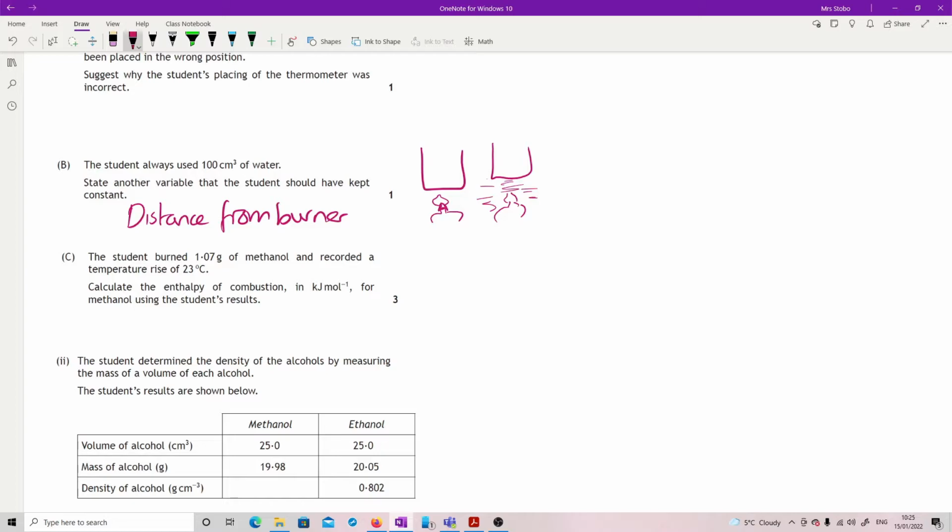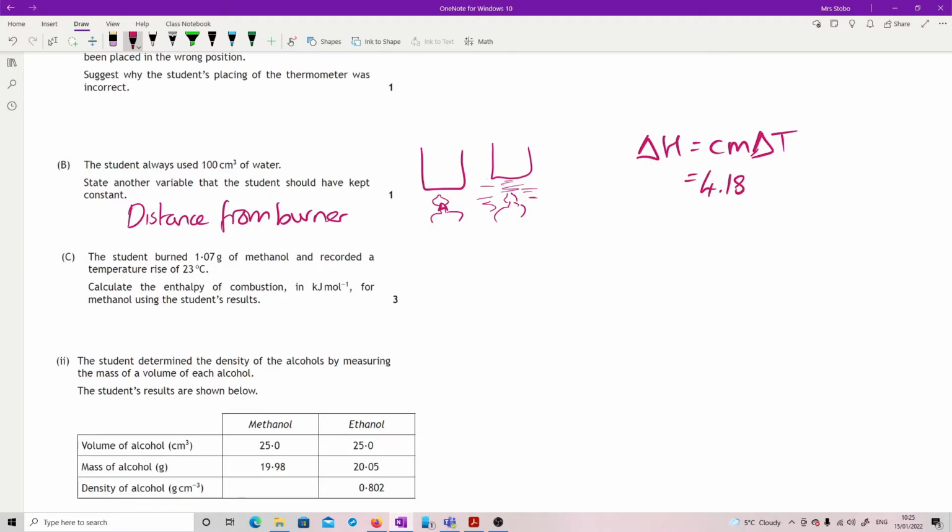The student burned 1.07 grams of methanol and recorded a temperature rise of 23 degrees C. Calculate the enthalpy of combustion in kilojoules per mole for methanol using the student's results. Okay, right, so this is your kind of standard one to do. There's nothing actually really complicated about it, but it's worth 3 marks. You're obviously doing quite a bit of calculation. So we're going to start off with delta H = c m delta T.